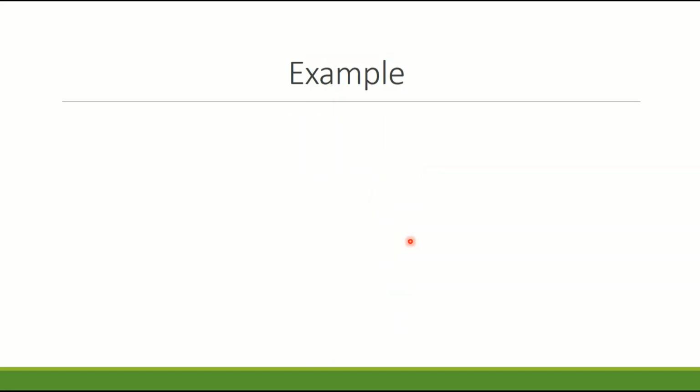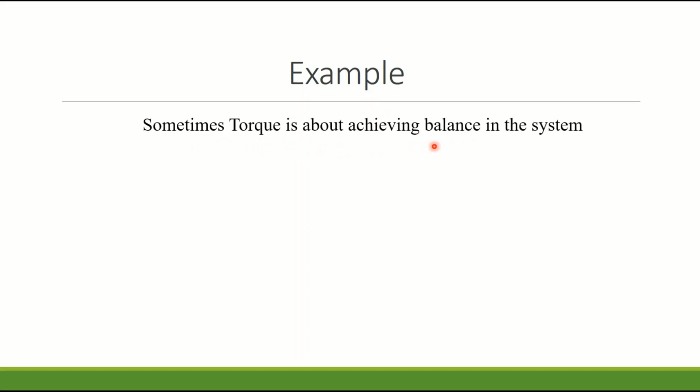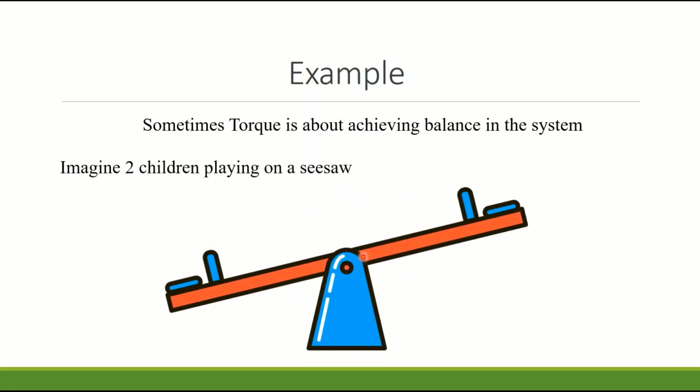Torque is not only about rotating objects, but also about achieving balance in a system. And that's why it's a fundamental concept in engineering and physics. For example, consider a seesaw. The seesaw rotates around a fixed point, and torque decides how easy or hard it is to make something rotate around this axis.